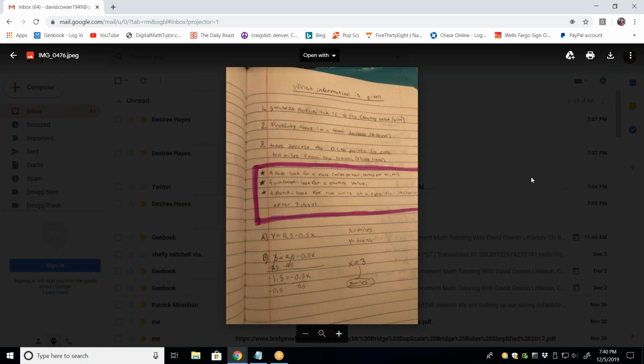What information is given? Greatest property, 4.5% starting value. I can't really read that. Okay.